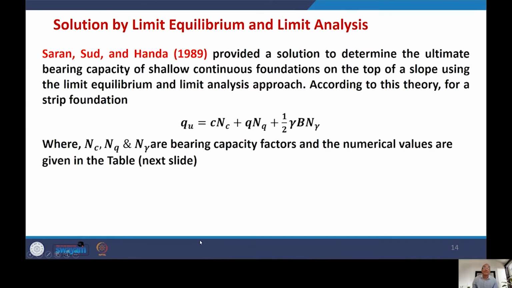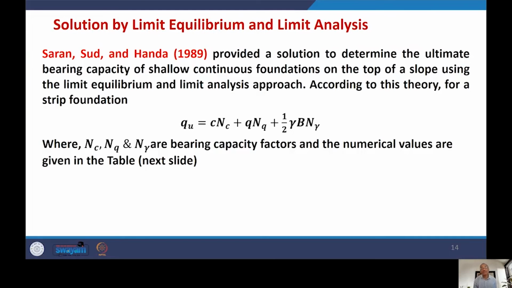Then further, limit equilibrium analysis and solutions have been carried out. This was done by Saran, Sood, and Handa in 1989 at the University of Roorkee, and they have provided a solution to determine the ultimate bearing capacity of shallow continuous foundations on the slope, at the top of the slope, using the limit equilibrium and limit analysis approach.